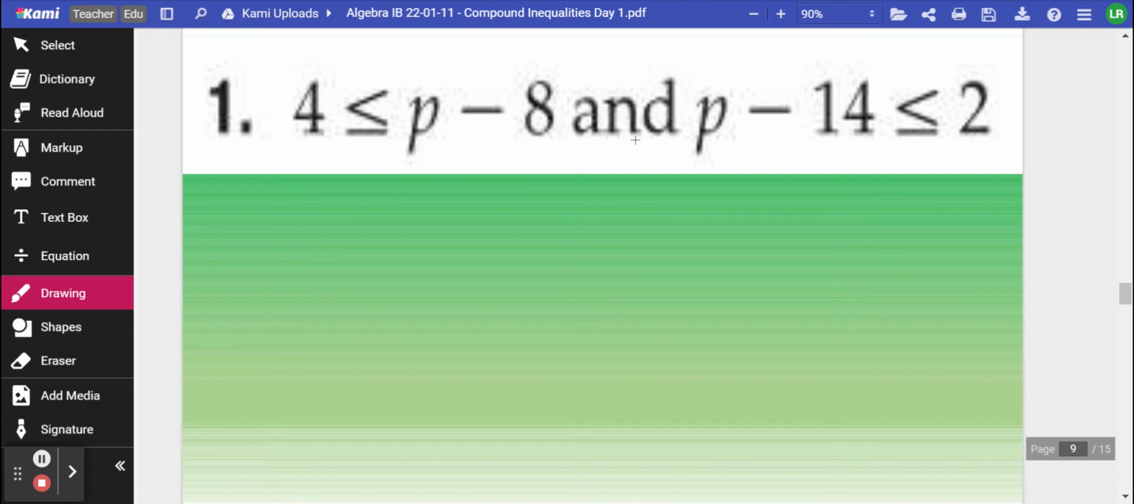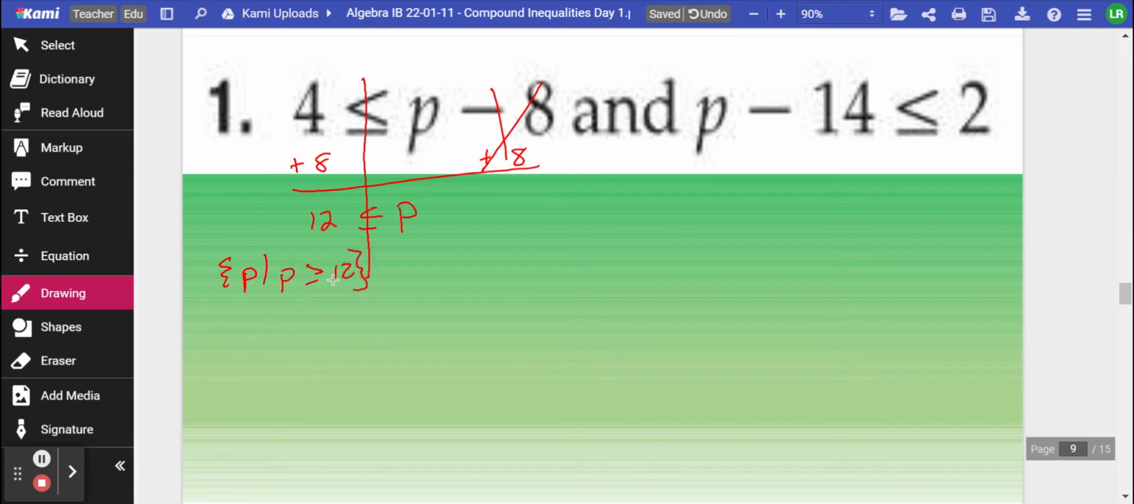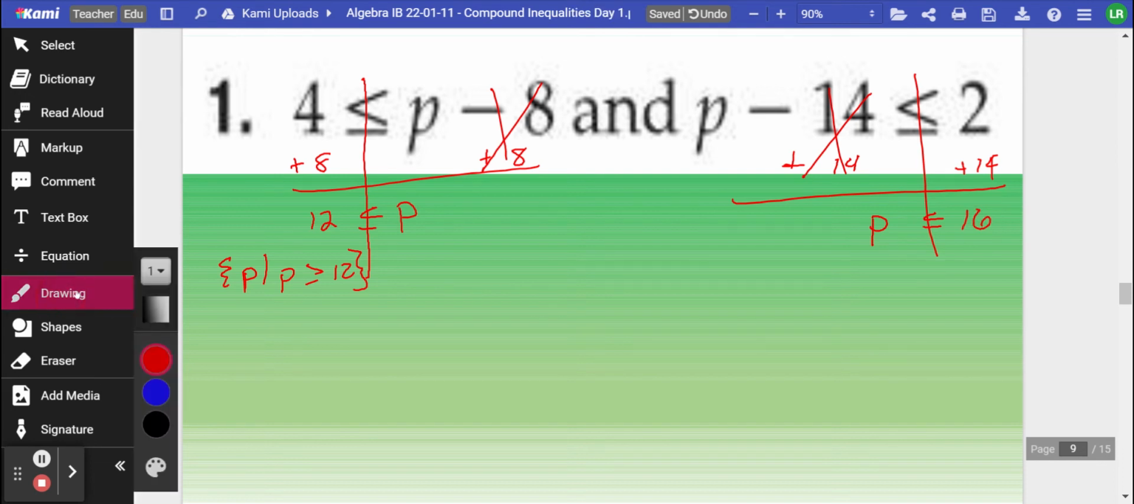All right, this is an and statement. And let's solve this. So p's on the right. I'm going to add 8 to both sides. So this is going to be 12 is less than or equal to p. Now remember, because we're going to have to graph, we're going to want to rearrange this, leading with the p. So there's that one. Let's solve the second one. Add 14 to both sides, and p is less than or equal to 16. Okay, so we have them solved.